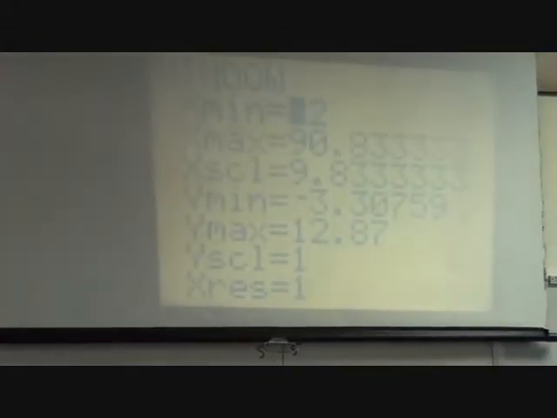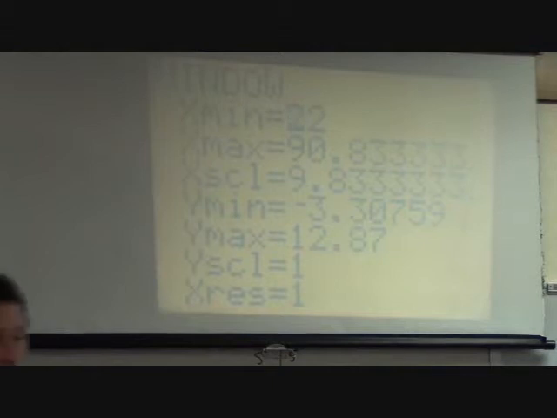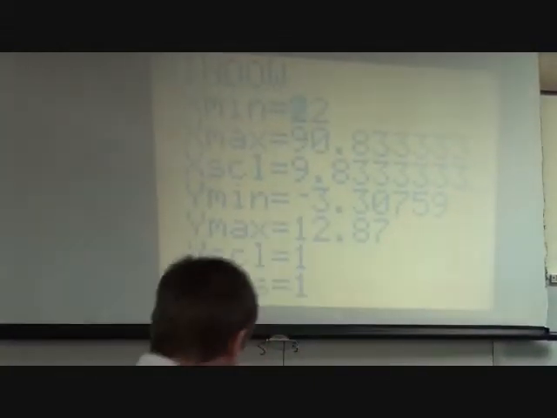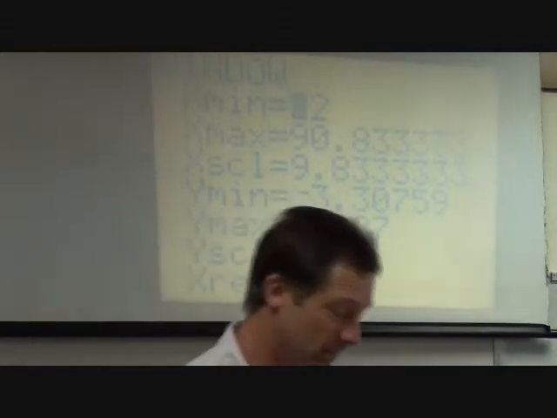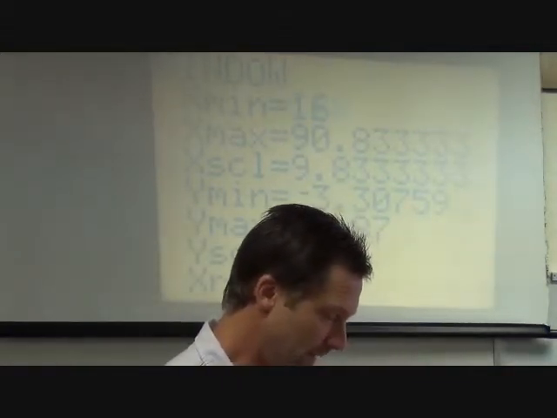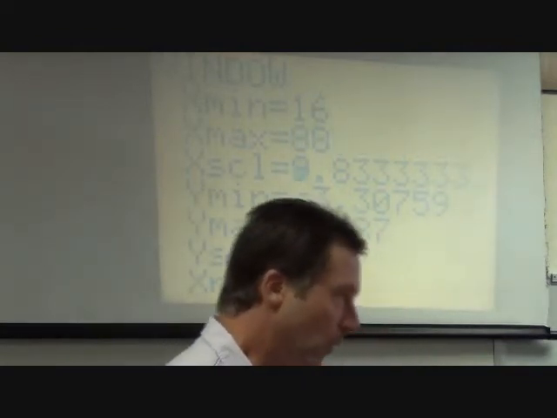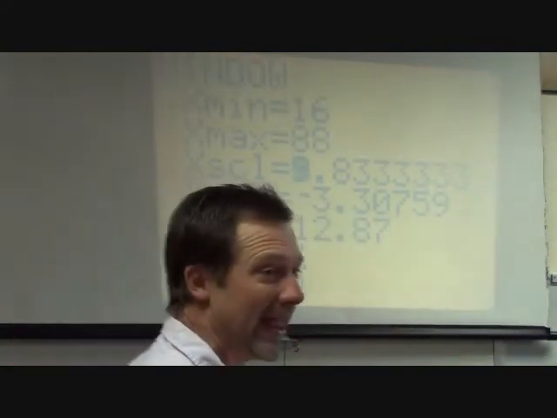So Window is setting this up. So where did we start? What's the x minimum? This is the x-axis, so what's the x minimum? So put in 16. Where are we going to stop? 88. What are we going by? Well, we went by 8s.